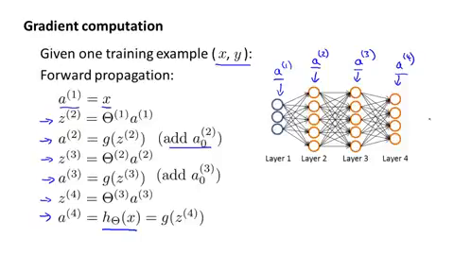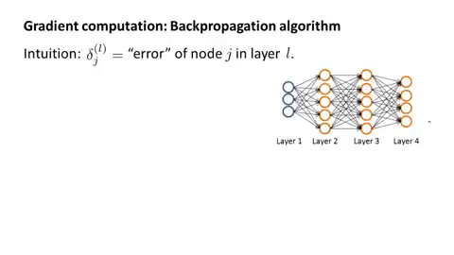Next, in order to compute the derivatives, we're going to use an algorithm called backpropagation. The intuition of the backpropagation algorithm is that for each node, we're going to compute the term delta superscript L subscript j that's going to somehow represent the error of node j in layer L. So recall that A superscript L subscript j, that's the activation of the jth unit in layer L. And so this delta term is in some sense going to capture our error in the activation of that node, or sort of how we might wish the activation of that node were slightly different.